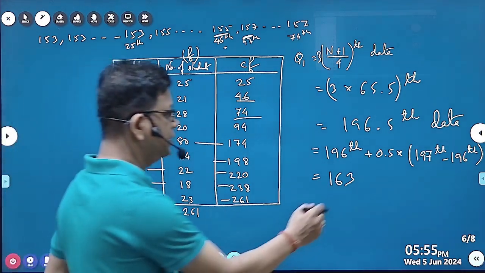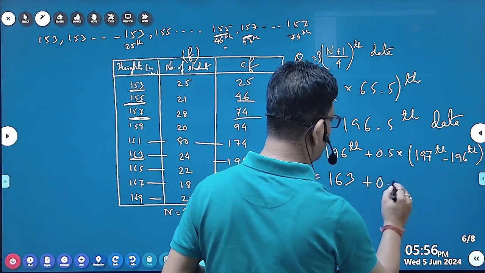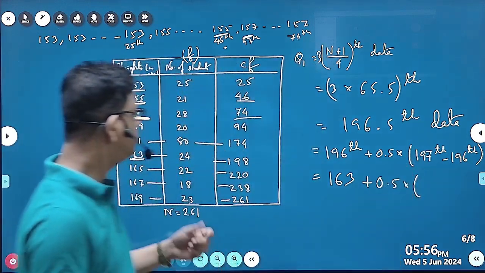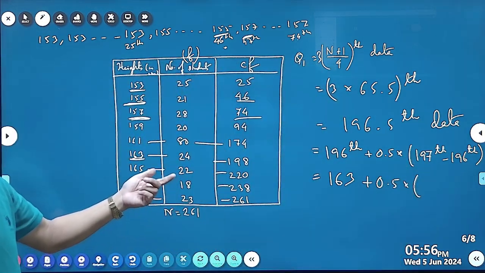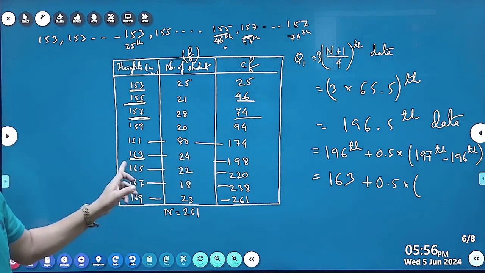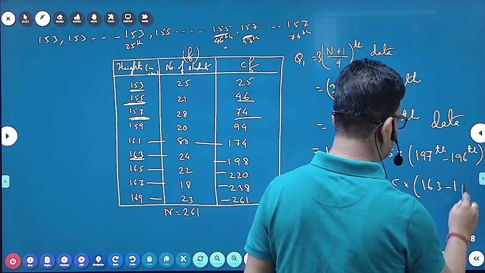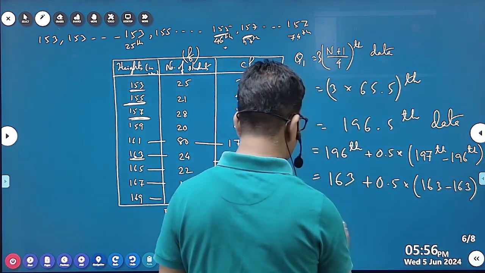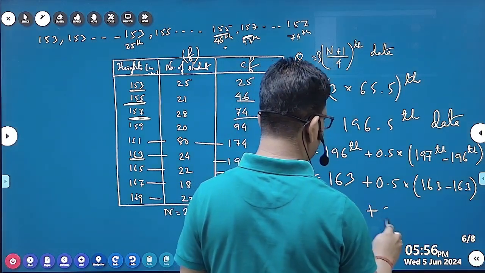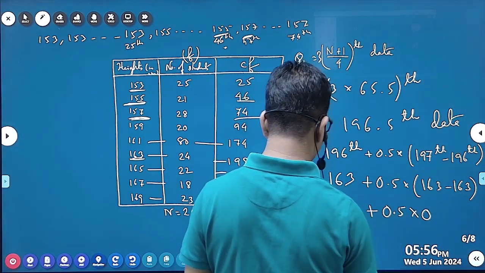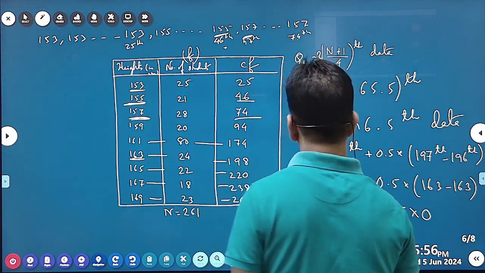And then 0.5 multiplied by 197 will also be 163 only. So it is 163 into 0.5 multiplied by 0. So 163. Both the answers are ready.